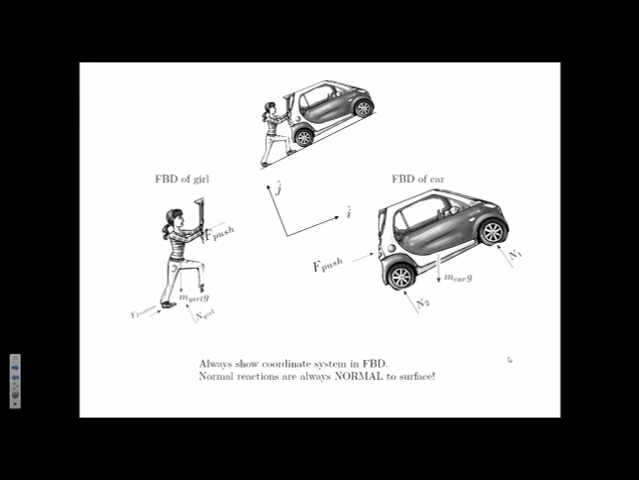So you can see, in this example, we have a situation where we regarded the girl as a particle, but the car as a rigid body. If I wanted to regard the girl also as a rigid body, then I could probably show the normal reaction on both the feet separately, right? Right now I have just one because I'm regarding it as a particle. But if you have two feet away from each other, then you could draw the normal reaction on both of them, and they both could be different from each other, right?